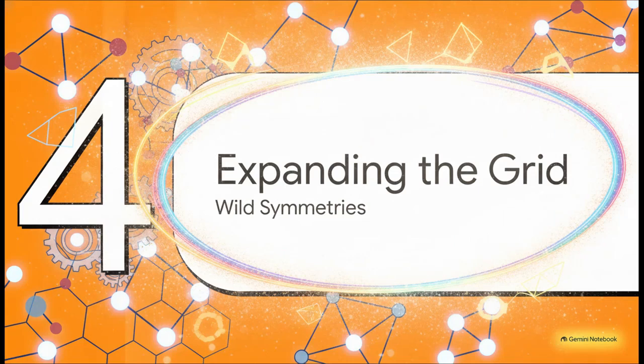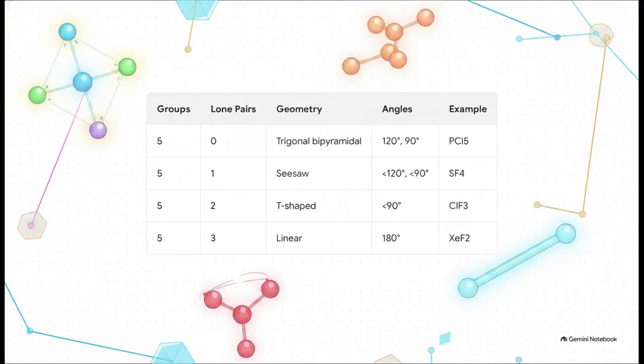All right, let's step it up. Section 4, expanding the grid. We're talking complex symmetries and some truly wild shapes. Let's look at the 5-group family. This is a real game changer because for the first time, we have 2 different perfect angles coexisting in the same blueprint. The base shape here is trigonal bipyramidal.